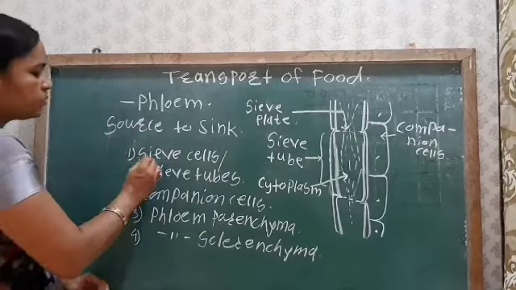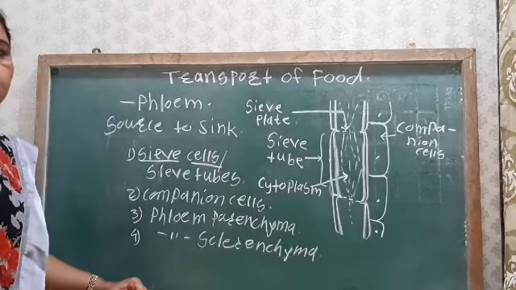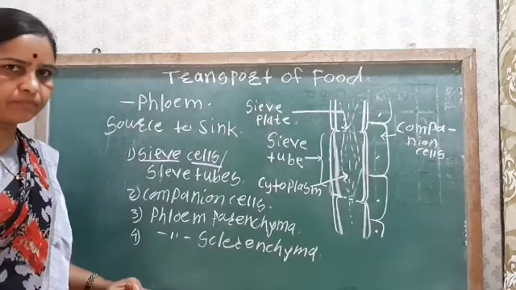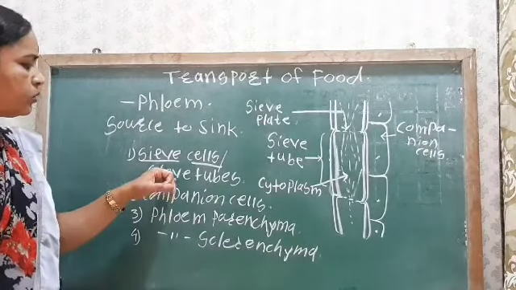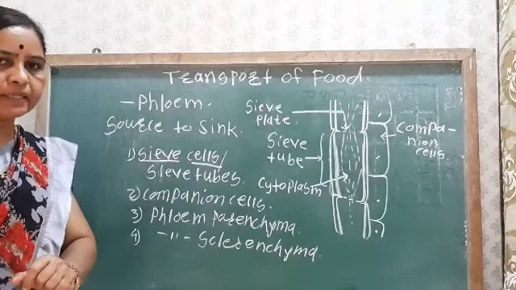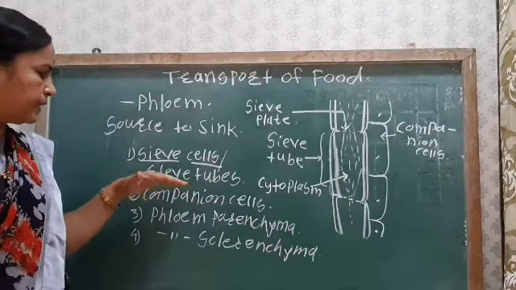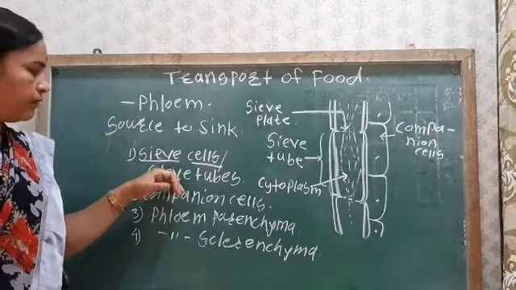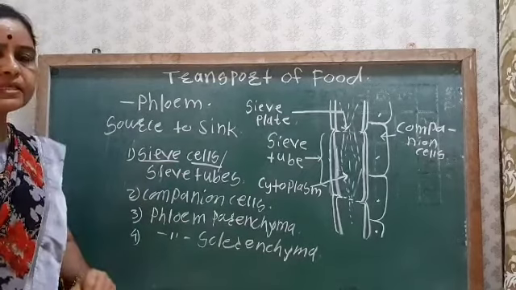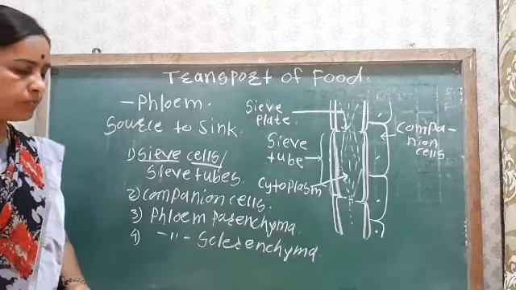Here the sieve cells are mainly present in the gymnosperms or the pteridophytes, while the sieve tubes are mainly present in the angiospermic plants, that is, the flowering plants. So in the most evolved plants the sieve tubes are present, while the sieve cells are present in the pteridophytes and the gymnosperms.